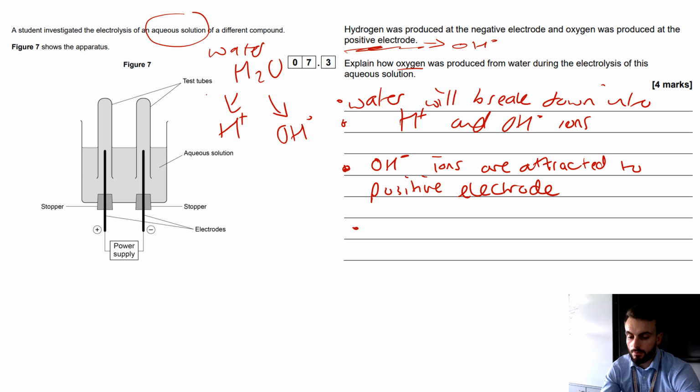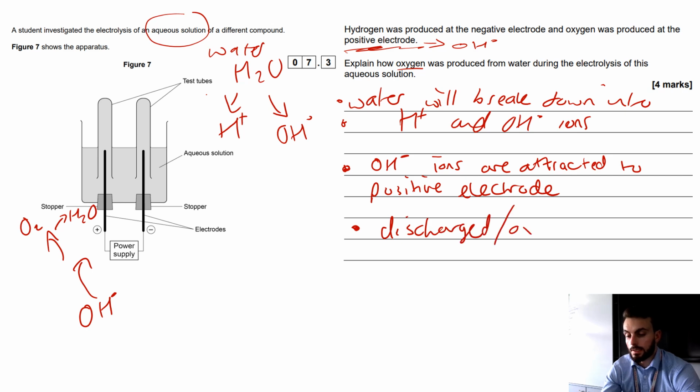Okay, and then we're going to talk about where the oxygen comes from. So when they go to the electrode, they will be discharged, and we end up with oxygen and water forming. So they're discharged. Also, you could say they are oxidized to form oxygen and water.